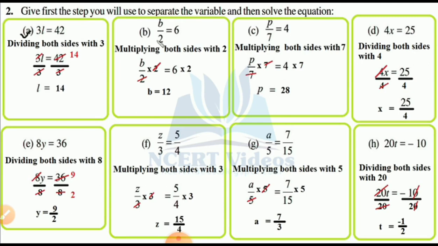Okay? Look at B. b upon 2 is equal to 6. Multiplying both sides by 2. Because it is a division by 2, we can multiply by 2.